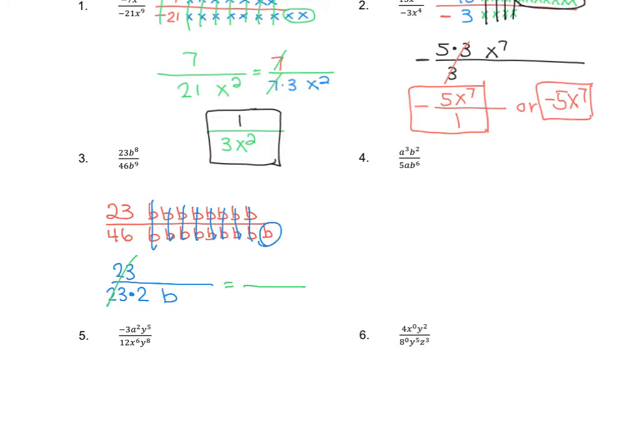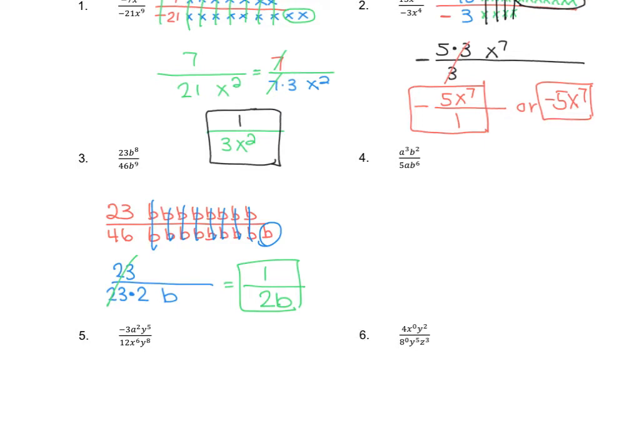Okay? So here, when those 23s knock out, you have nothing above that fraction bar. So you need a 1 on top of it, and then below it you have a 2b. So there you have it, 1 over 2b.